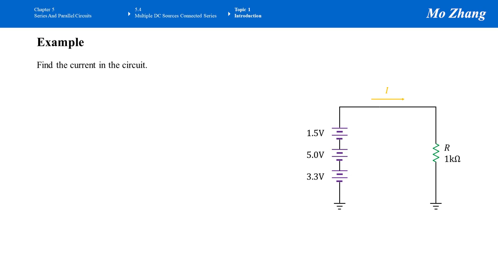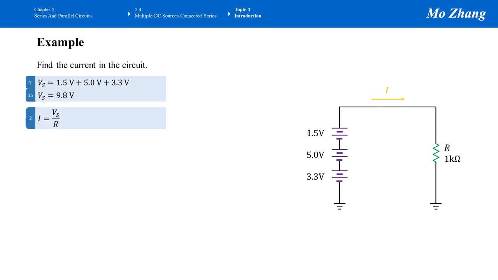In other words, if you replace these three DC sources by only one source, what's the value of that one source? We know they all face upward, which means the positive terminal is above, and below for each source is the negative terminal. So the total source Vs is the sum of all three sources: 1.5 volt plus 5.0 volt plus 3.3 volt. That is 9.8 volt.